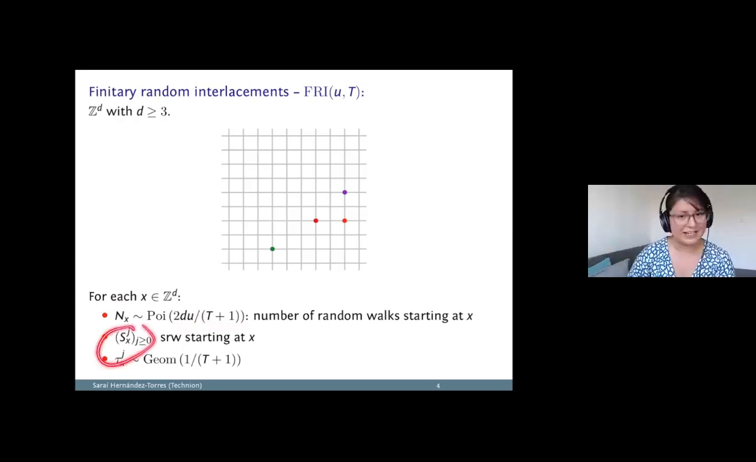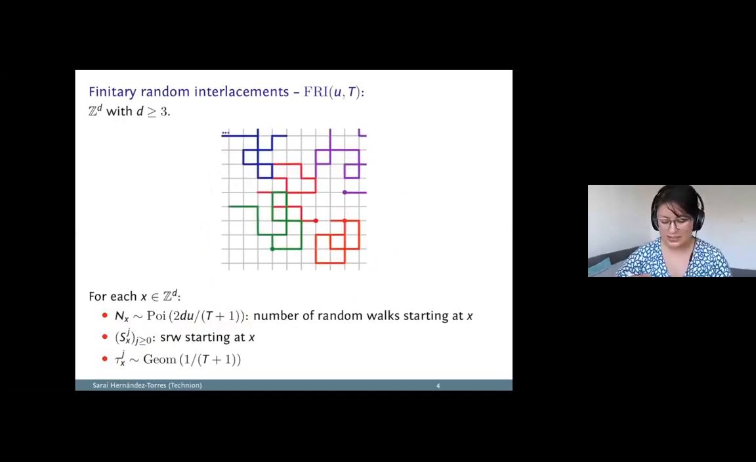And I have my killed random walks ready to grow in my graph. So let's say that I have my same window, and these points indicate that I got value 1 for NX, and in all these other vertices, I got value 0. So at these vertices, I will have for each one of them one independent simple random walk that is killed after some geometric time. And then I see my graph.